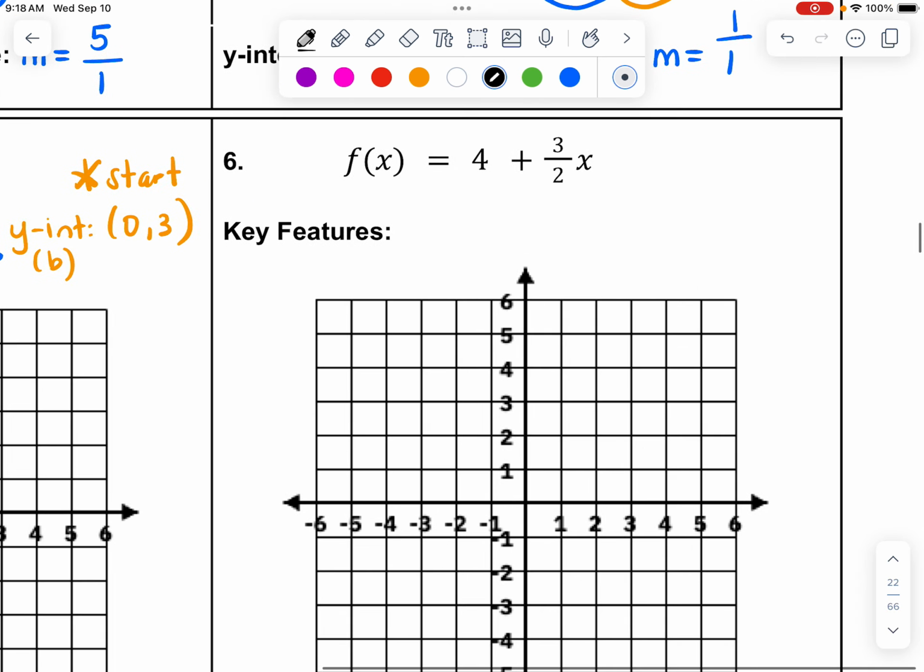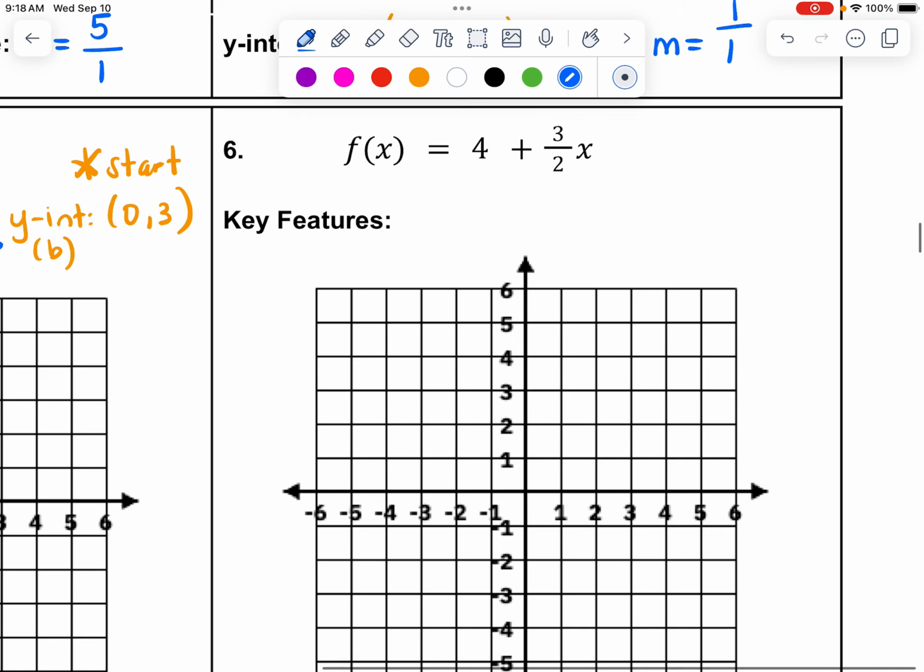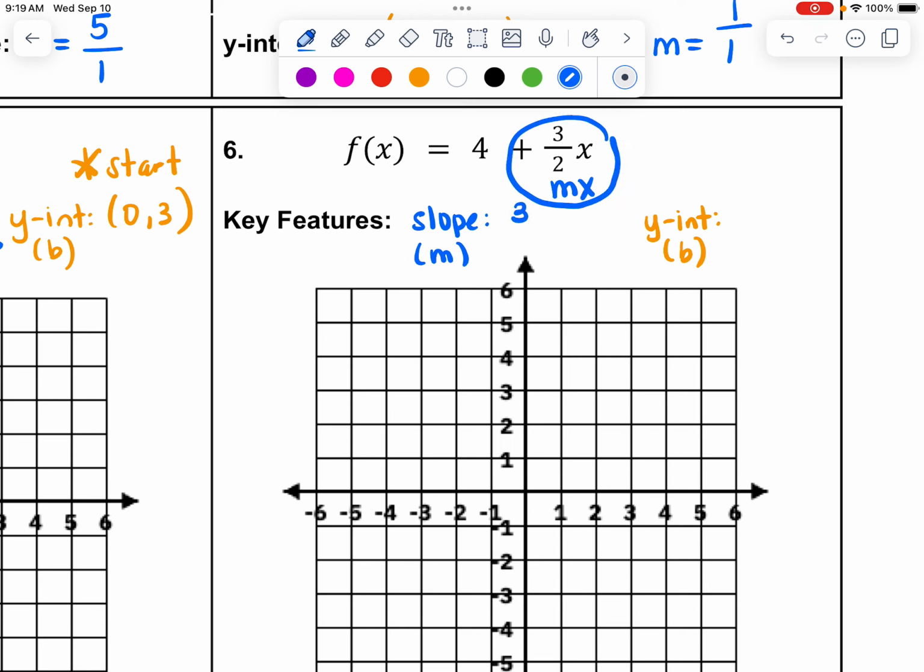Let's try that one more time. So again, my first step is to identify my key features. So I'm going to identify my slope, which is my m, and my y-intercept, which is my b. In this equation, the mx part happens to be the second term. So my m will be 3 over 2. And the y-intercept is the first term. So my point will be 0, comma, 4.